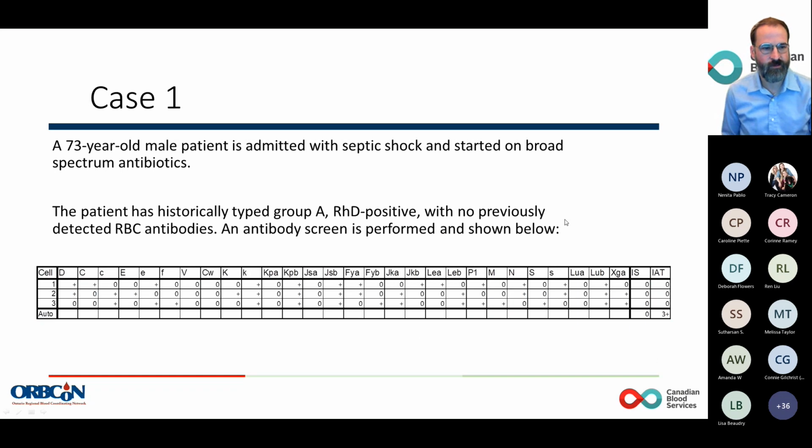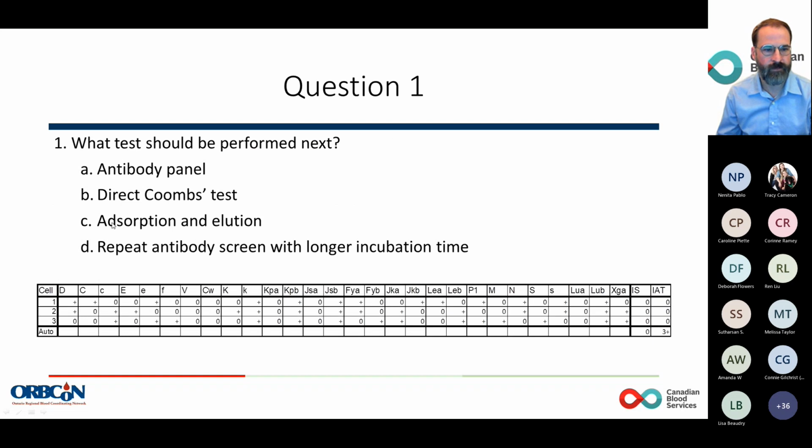So the first case, case 1, is a 73-year-old male patient admitted with septic shock and started on broad spectrum antibiotics. The patient has historically typed group A, RHD positive, with no previously detected RBC antibodies. An antibody screen is performed and shown below. So we have the antibody panel here. Question 1 is: what test should be performed next? The options being an antibody panel, direct Coombs test, absorption and elution, or repeat antibody screen with a longer incubation time.